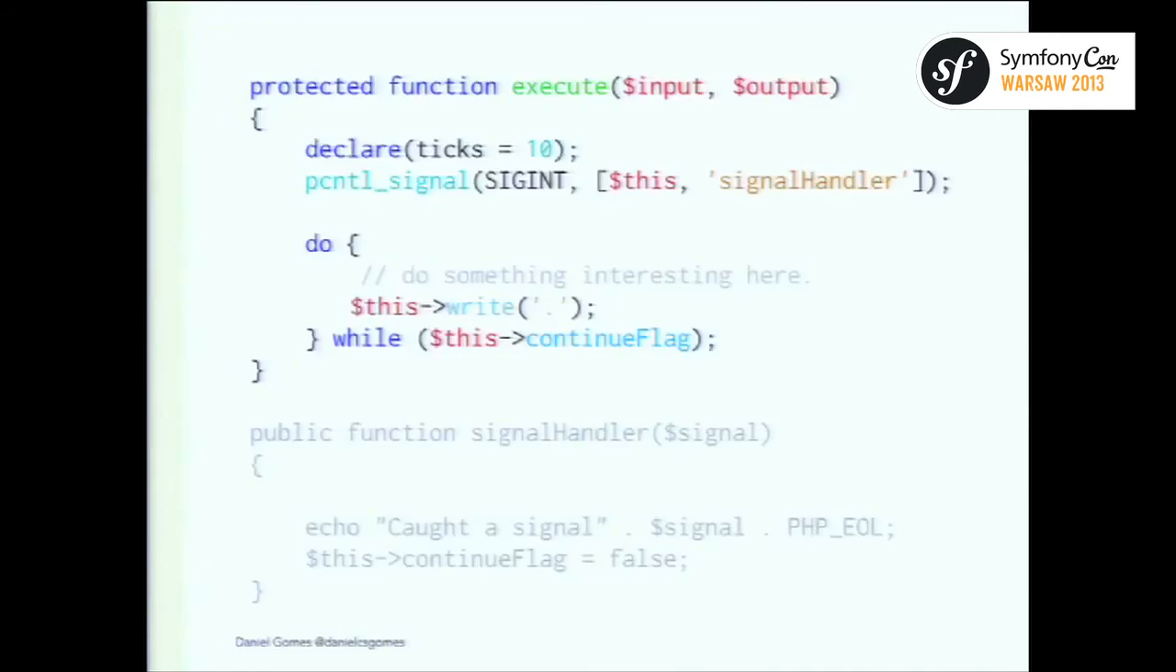Let's see an example. Basically, I define my tick here on the first line. Then you need to pass a function for when the signal is triggered, and do whatever you want with that function. What I am doing is writing dots, and when I press Control-C, it will kill the script. You can see the function here that basically will echo the signal number and set the flag to false.